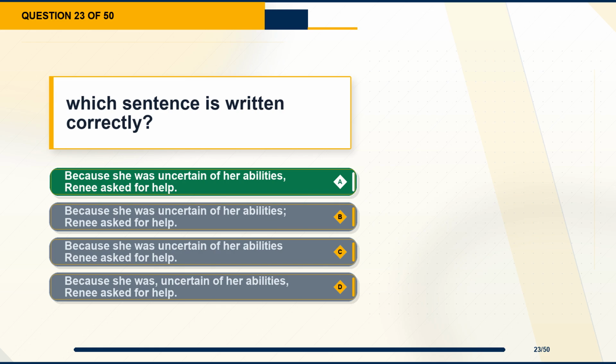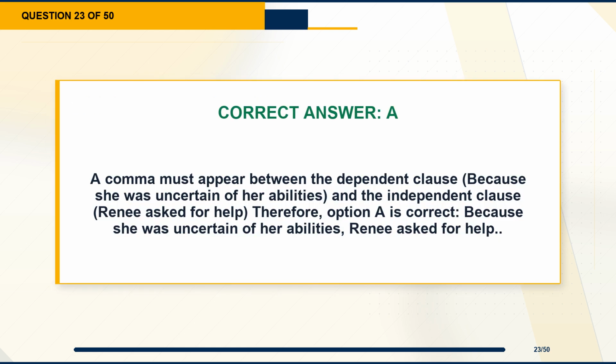The correct answer is option A. Because she was uncertain of her abilities, Renee asked for help. Explanation. A comma must appear between the dependent clause, because she was uncertain of her abilities, and the independent clause, Renee asked for help. Therefore, option A is correct. Because she was uncertain of her abilities, Renee asked for help.